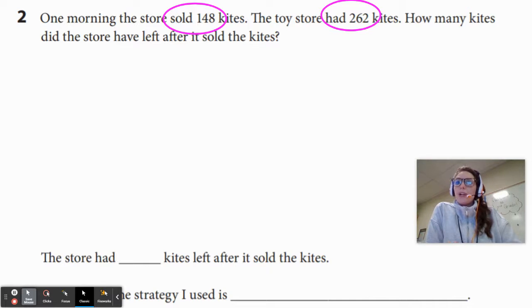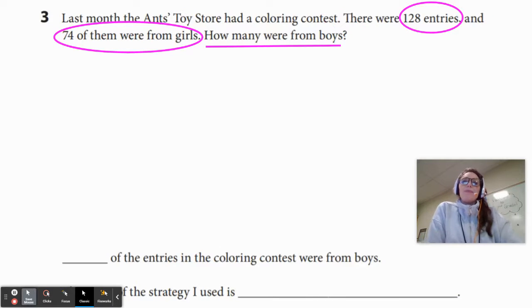Be sure to show an equation, show your work, and tell me the name of the strategy you used to solve. Press pause as you work on number 2, and press play when you're ready to move on. Okay, here we are on our final question. Last month, the Ants toy store had a coloring contest. There were 128 entries, and 74 of them were from girls. How many were from boys?